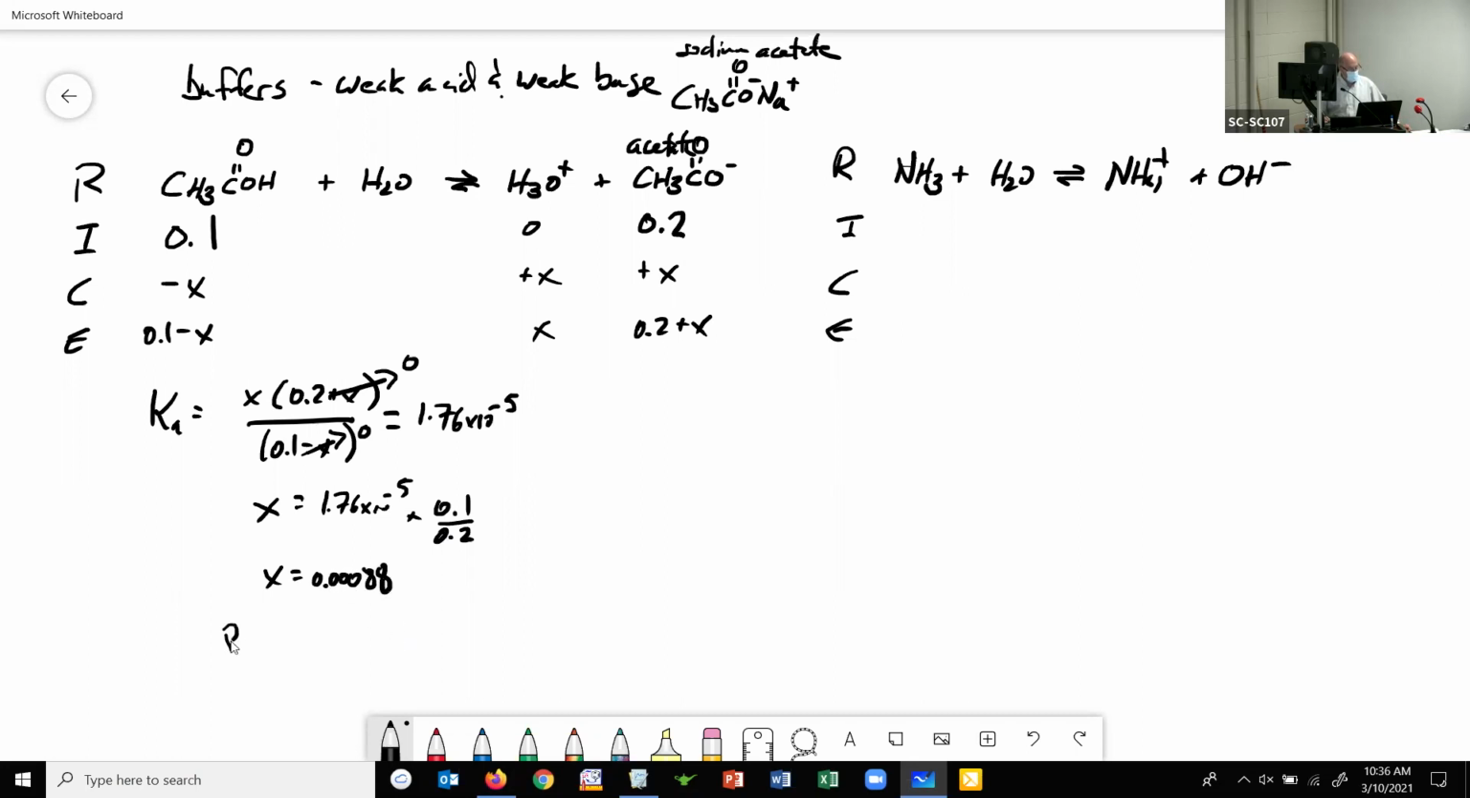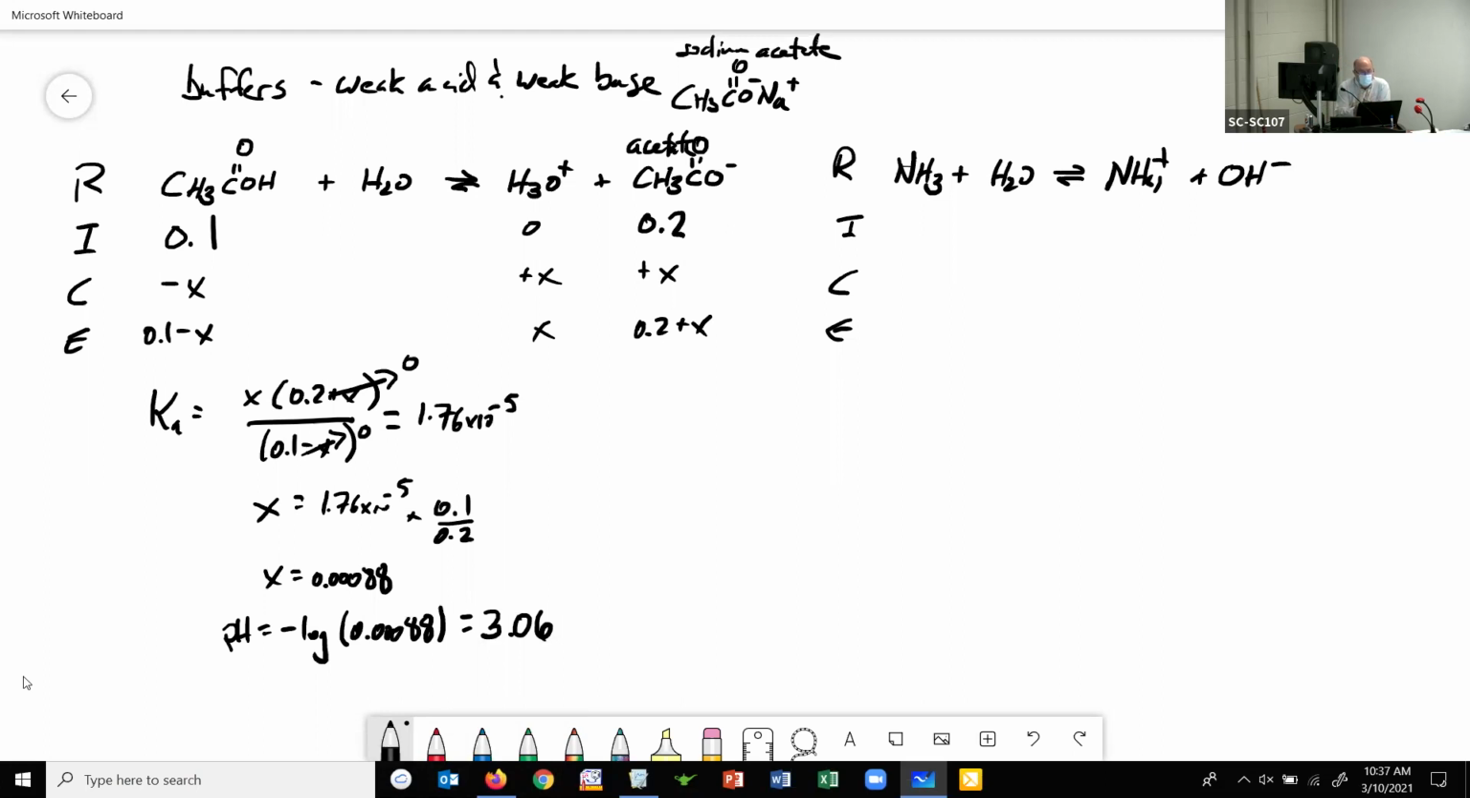I could take the negative log of this. 3.05, 3.06. Now what we notice is the pH here is going to be a higher value than the corresponding weak acid by itself.